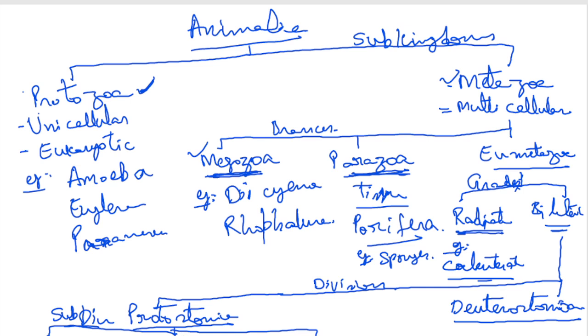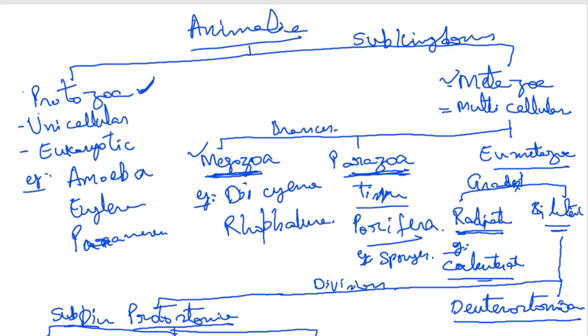Pseudocoelomata means they don't have a true coelom, so it is called a pseudocoelom. A true coelom is encircled by mesoderm. If the mesoderm is present around the coelom, it is called a eucoelom. But in these animals, that mesoderm is not there, so the coelom is called a pseudocoelom. If animals contain a pseudocoelom, they are called the pseudocoelomata subdivision. In this, one phylum is there, that is Nematihelminthes.